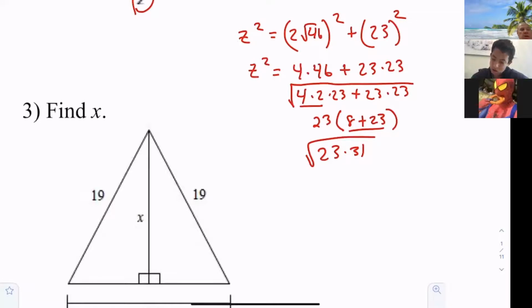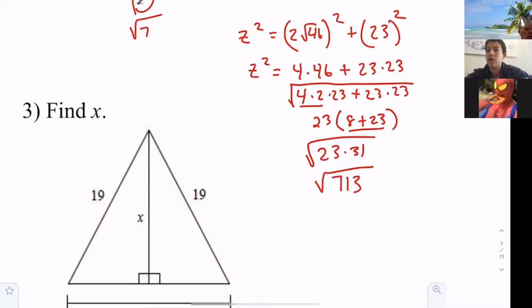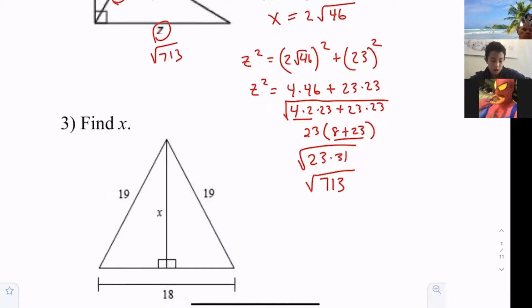So now you have to tell me, after all that, what's 23 times 31? 690. What is it? 7. Did anybody else get 713? All right. So Z was square root of 713. Sorry. I thought there was something in there, but there wasn't.